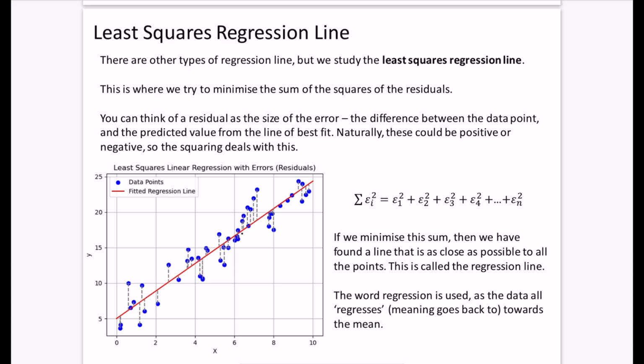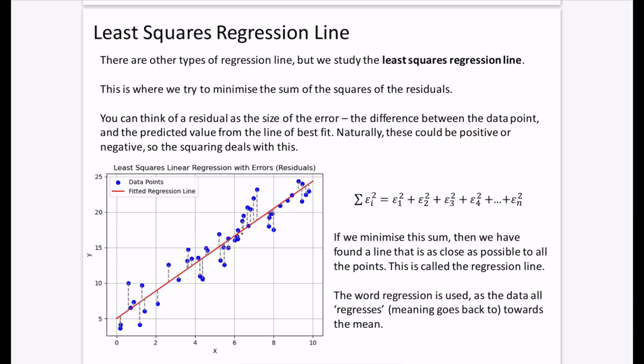The residual is sometimes, like in English, if we say, what's the residue? It's the thing that's kind of left behind. So the residual is like kind of what's the difference between the true data point and where the data point is being predicted on the line of best fit. So you can think of this residual as the size of the error. It's the difference between the data point, the blue bit, and the predicted value from the line of best fit.